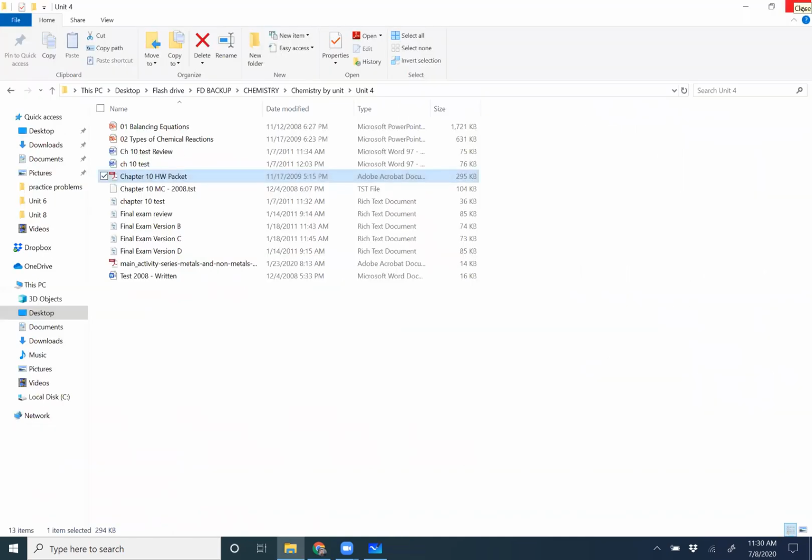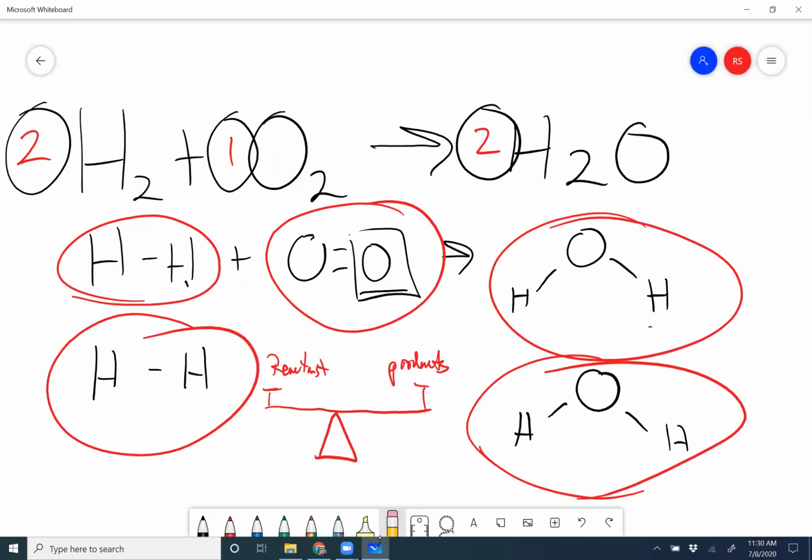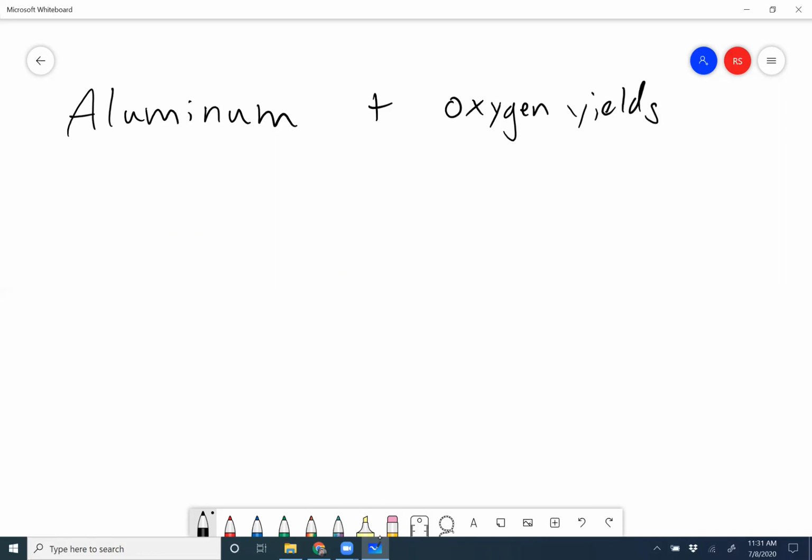Now, you may also run into word equations where they write out the words and they want you to write a chemical reaction and then do it. So like, say for instance, it says aluminum plus oxygen, and then it'll say yields, aluminum oxide. There's not 2 L's in aluminum. It's one of those mornings. Oxide.